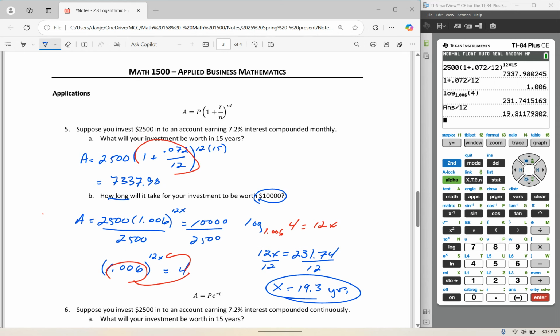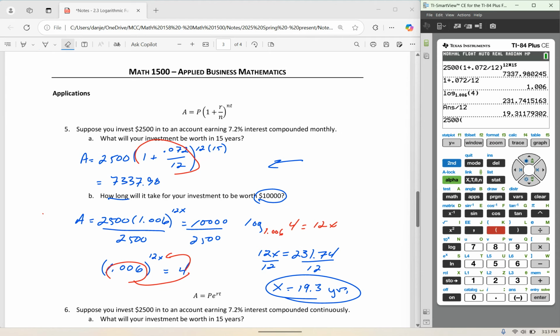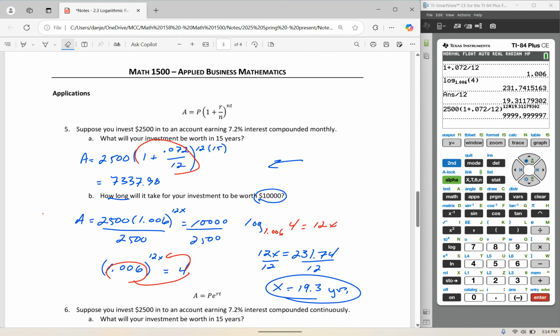And if you'd like to check that, we could reuse the formula, but instead of the 15, we could put in the 19.3. So let's do that. 2,500 times 1 plus 0.072 over 12 to the 12 times 19.3. And notice we got, due to rounding, right at $10,000. Okay, so I can use logarithms in tandem with exponentials, but the purpose of the logarithm would be to solve for the exponent when I don't know it.